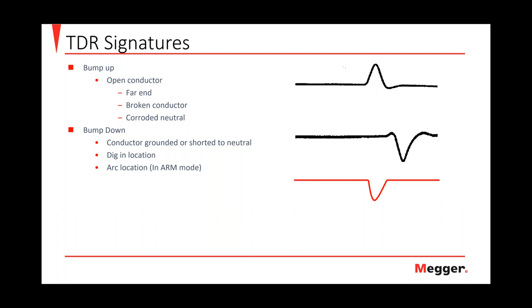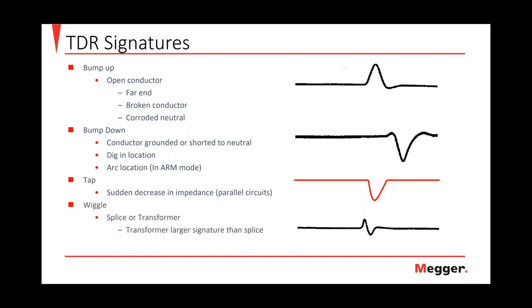It could be the arc location too, if we're using an integrated cable fault locating device such as a SmartThump, which allows us to produce a short at that location. That reflected signal is going to appear as this red line, and we'll go over that in a minute. It can also show us taps on that bump down. And then the last signature that we're going to go over is a wiggle form. That is indicative of a splice or a transformer.